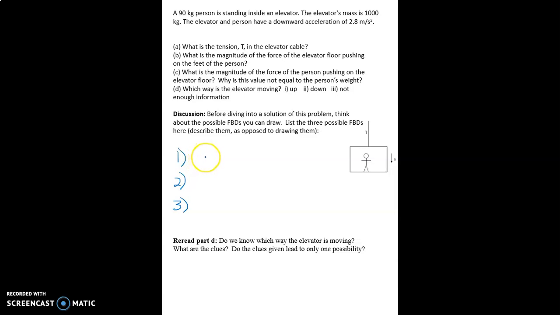Alright, in this video we're going to be talking about a person in an elevator. We're going to try to find the tension and some normal forces. Before we get into the details, let's go ahead and talk about what free body diagrams we could draw in solving a problem like this.